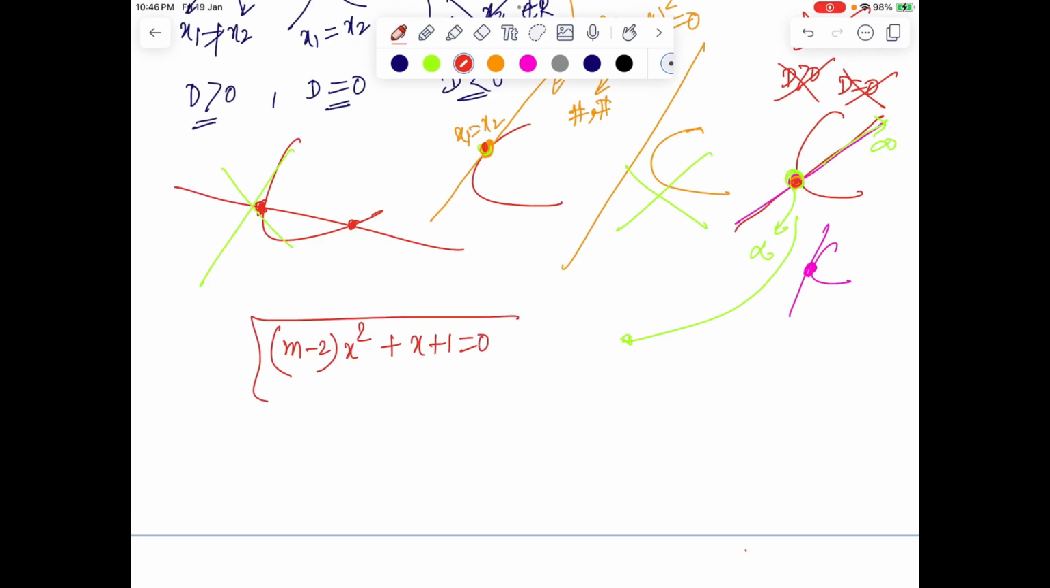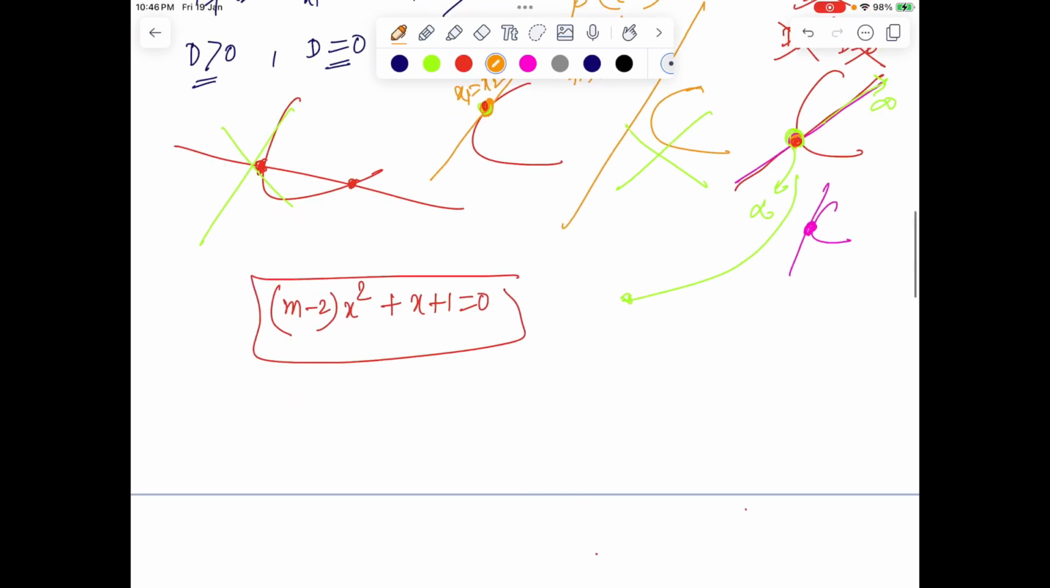In a quadratic equation, suppose we have (m minus 2) into x square plus x plus 1 equals 0. So let's say this is a quadratic expression, for what value of m will we have one root to be, let's say, -1, and the other infinity, one root finite? So let's say we have this quadratic expression, and your question is for what value of m one root of this quadratic expression goes to infinity and the other root is finite.